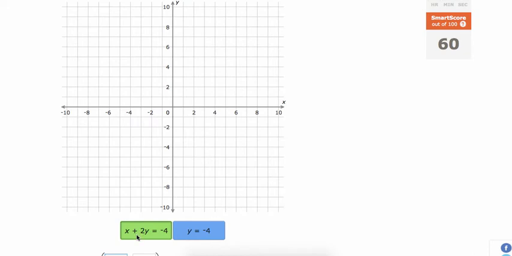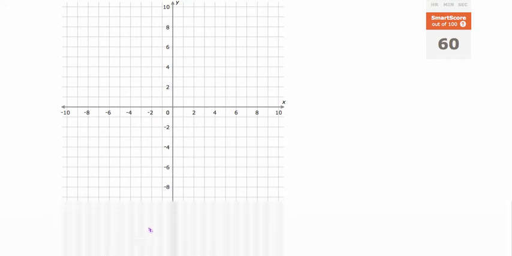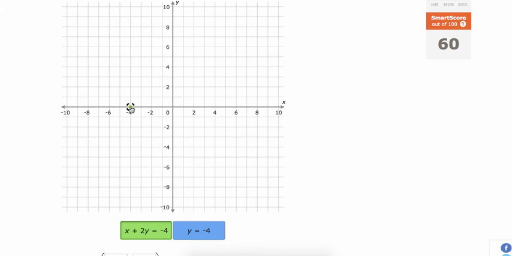I'm going to be graphing x plus 2y equals negative 4 in green. So this is in standard form, which means I would have to find the x-intercept and y-intercept to graph this. So if y is 0, then x is negative 4, so that's the point negative 4, 0. And if x is 0, then y is negative 2, so that's the point 0, negative 2. So there's the first line.